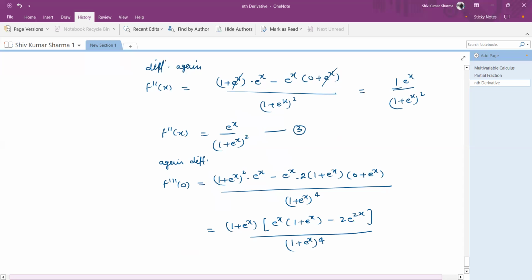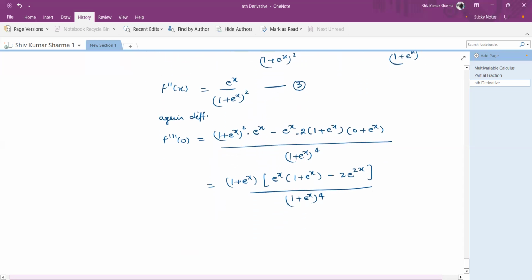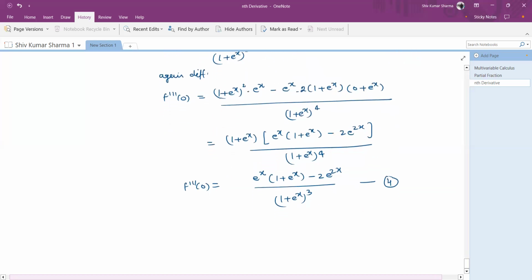So one power will be cancelled from numerator. So this gives us e raised to the power x into 1 plus e raised to the power x minus 2 e raised to the power 2x upon 1 plus e raised to the power x raised to the power 3. So this is the third derivative. This is our equation number 4. So we can calculate another derivative, fourth derivative, fifth derivative.